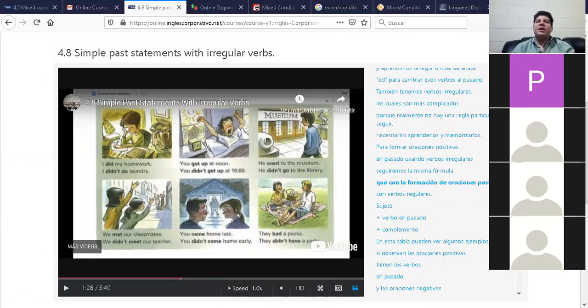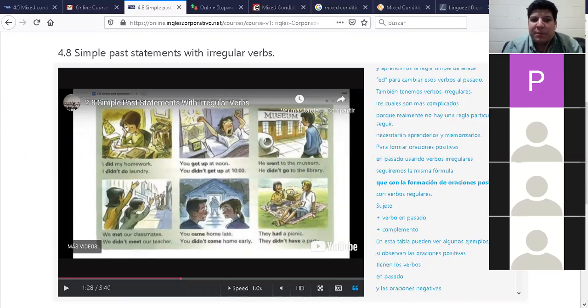So how do you say hice la tarea? I did my homework. No hice la tarea. I didn't do my homework. Exactly. As you can see, we are following the structure. Como pueden ver, estamos siguiendo la estructura.